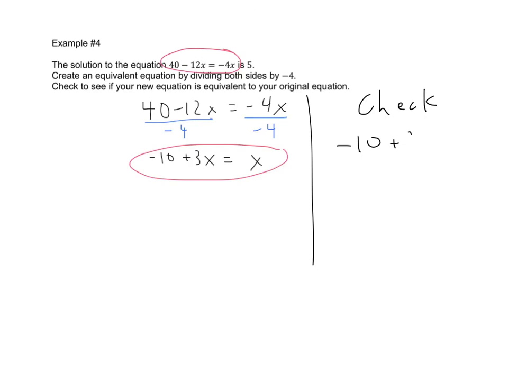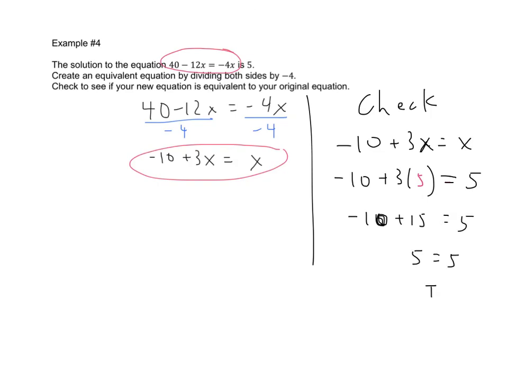Let me check this last equation. Negative 10 plus 3x equals x. Let's see if that is true if x is 5. Well, let's see. Negative 10 plus 3 times my x value of 5. Is that equal to 5? So this is going to be negative 10 plus 15. Is that equal to 5? Yes, 5 is equal to 5. That's true. What does that mean? That means 5 was a solution of this, which means these two have the same solution, which means these two equations are equivalent.